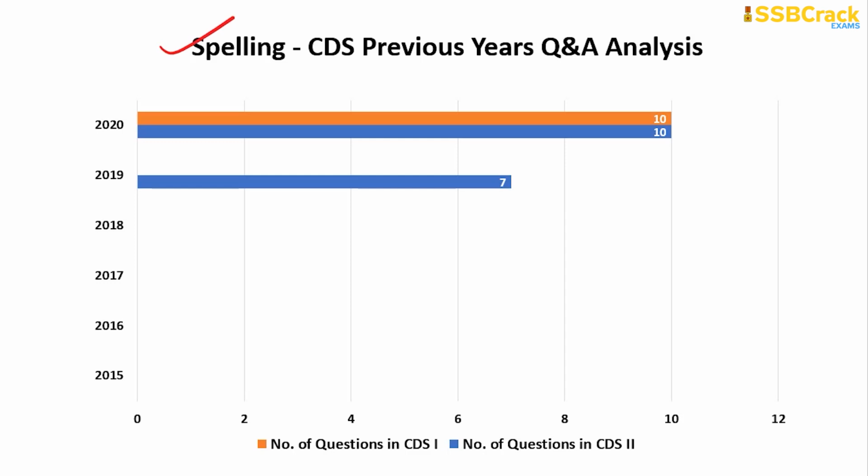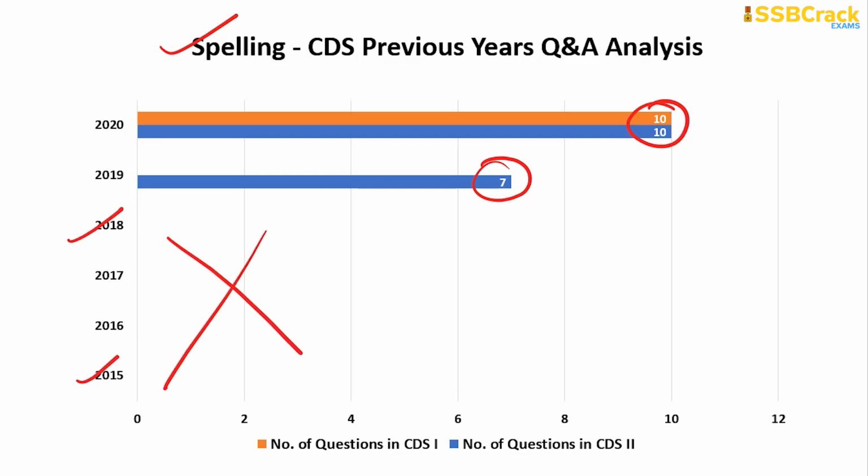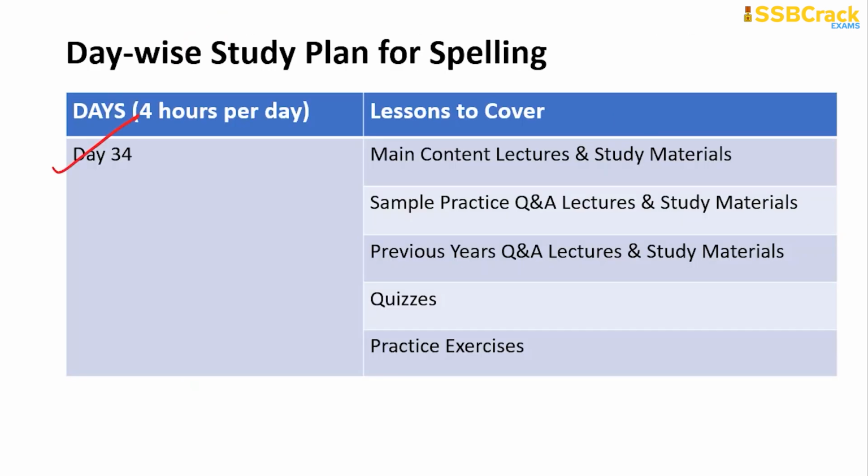Next is spelling. Again you can see in the most recent years, that is in 2020, both in CDS 1 and 2, 10 questions have come from spelling, and in CDS 2 2019, 7 questions came. From 2015 to 2018 no questions came from this topic, so again you can expect this topic to be a very recent addition. There's a high chance of you getting a question from spelling in your upcoming CDS English paper. For spelling you again need one day, that is day 34, to cover the main content lectures, sample practice Q&A lectures, previous year's Q&A lectures, study materials, quizzes and practice exercises.